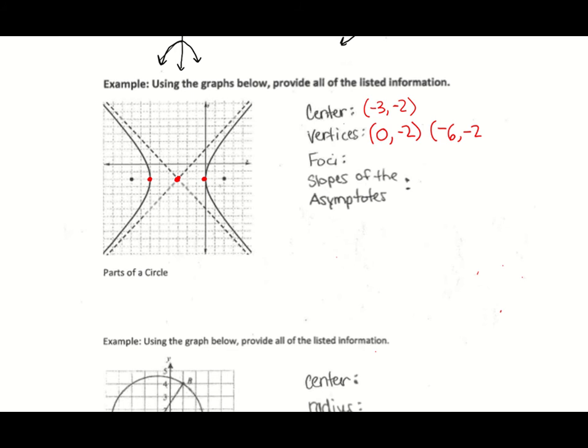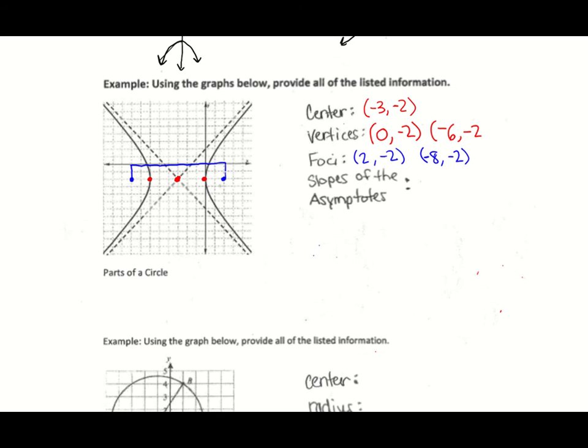Okay, our foci are the points inside our hyperbola. Our first one on the right here, we're going 1, 2, a +2, and down 1, 2, -2 for our y. And our other foci, we're going left 1, 2, 3, 4, 5, 6, 7, 8, down 1, 2, -8, -2.